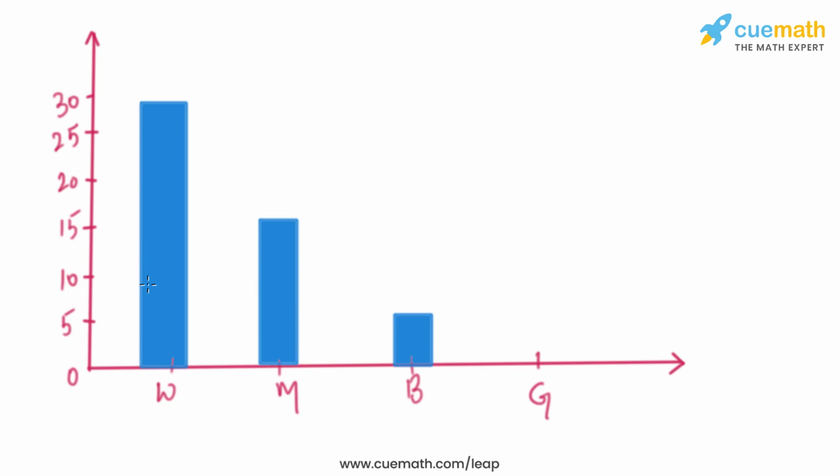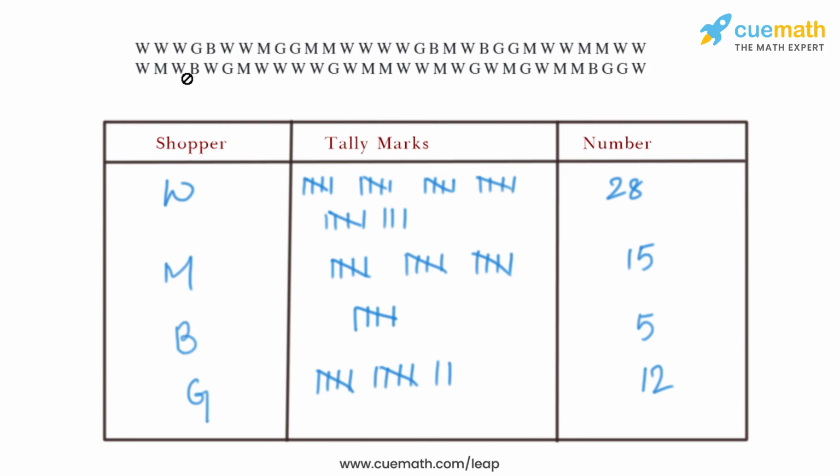Now as we can see, girls are 12. So 12 is basically in between 10 and 15. So it is closer to 10. So this will be the bar graph of the given data. And this is the frequency distribution table of the given data. So this is how we will do question 2 of this exercise.